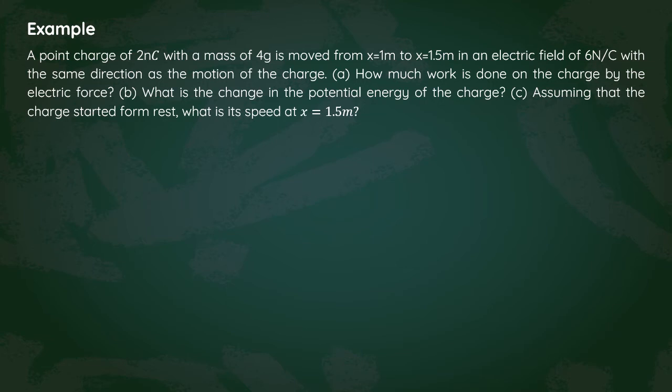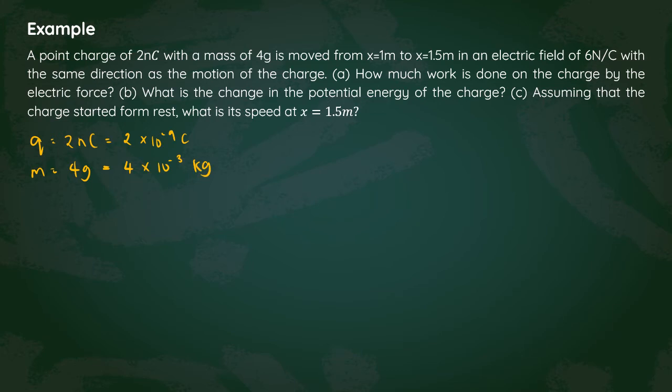So our given values: you have your charge, which is 2 nanocoulombs, and if you convert that into coulombs, that's 2 times 10 raised to negative 9 coulombs. And then you have your mass, which is 4 grams, and 4 grams is equal to 4 times 10 raised to negative 3 kilograms.